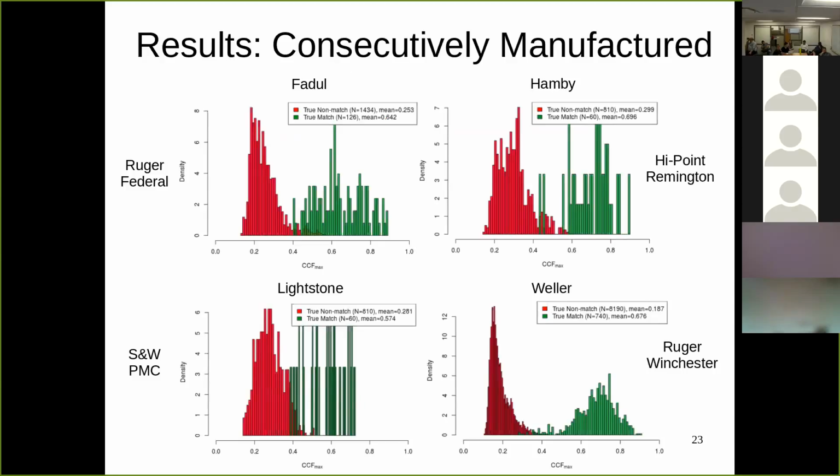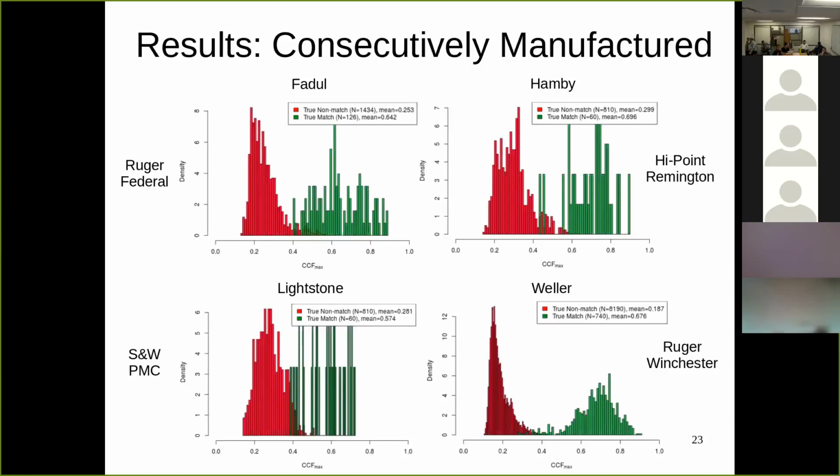So now I'll just talk about the results. First, I've organized it by the type of study. This set is for the consecutively manufactured types of studies. I explained earlier what these meant. It was basically just consecutively manufactured pistol slides, and the hypothesis was that it might be more difficult to say for sure that the cartridge cases came from one particular slide and not the next consecutively manufactured one, because there might be similar marks between the two.